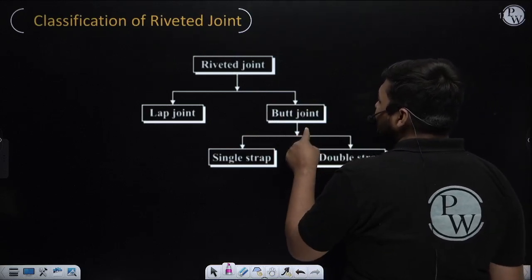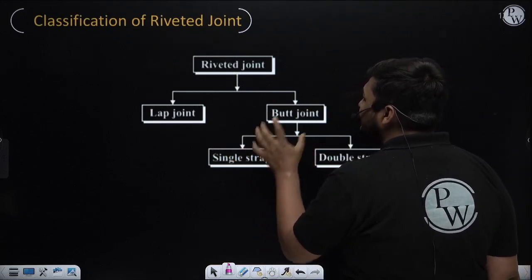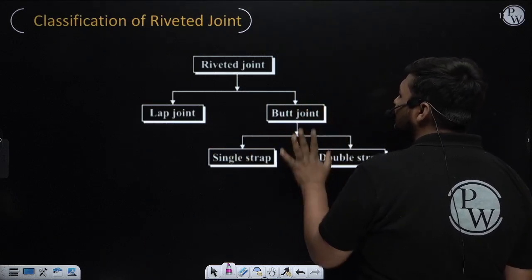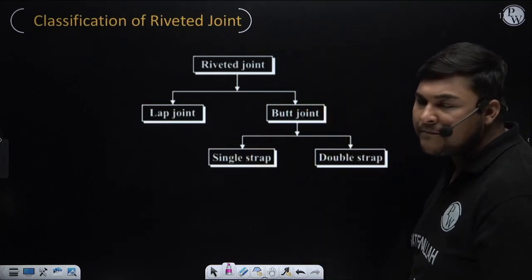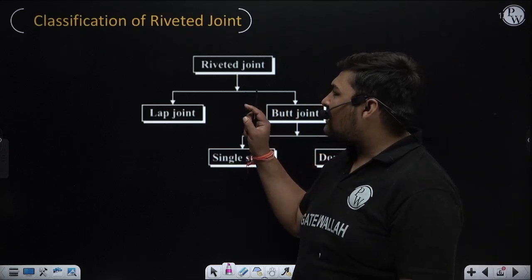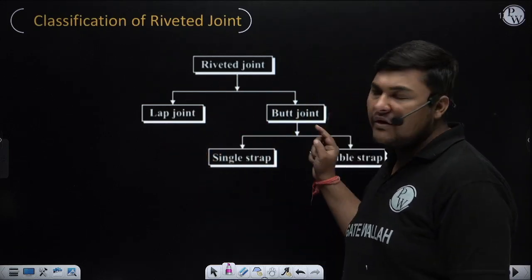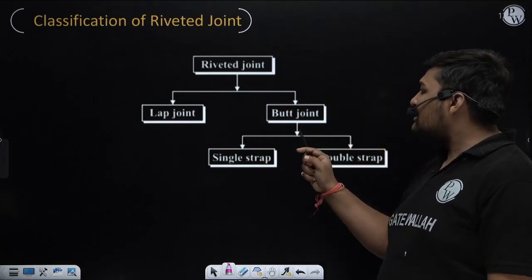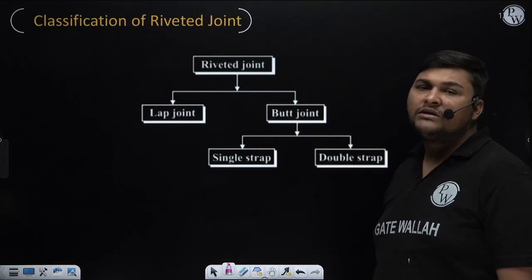Okay, butt joint is further classified as single strip butt joint and double strip butt joint. What is single strip, double strip butt joint? That I will also explain. So first we are doing classification of riveted joint like this. First we will understand what is lap joint, what is butt joint, and in butt joint what is single strip butt joint and what is double strip butt joint.